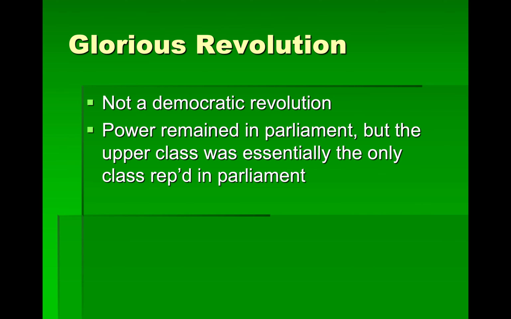All right, the Glorious Revolution was not a democratic revolution. We'll talk about democracy and what that means. It was very much a liberal movement, towards progressivism, towards new ideas, but definitely not democracy, as we're not seeing everybody get the right to participate in government, everyone get the right to vote.